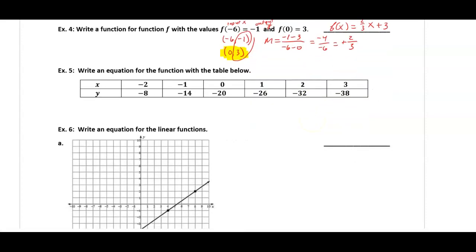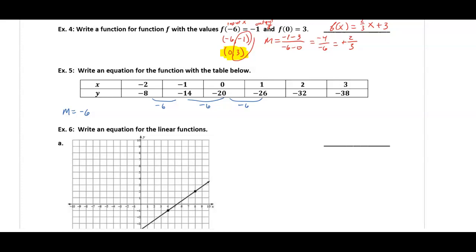Example 5. Write an equation for the function in the table. So what we're going to first do is use the table to find the slope. And remember, guys, if my x's are going up by 1, I'm basically looking for my common difference. What did I do from here to here, here to here, here to here? If I look, I'm going down 6 each time. Negative 8 minus 6 is negative 14. Negative 14 minus 6 is negative 20. So my slope is negative 6.